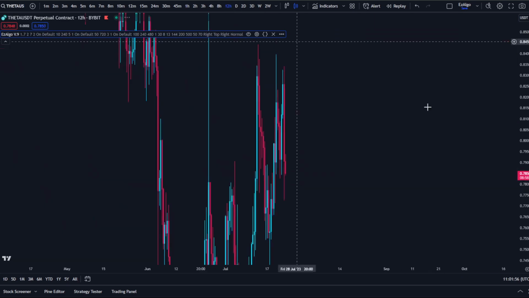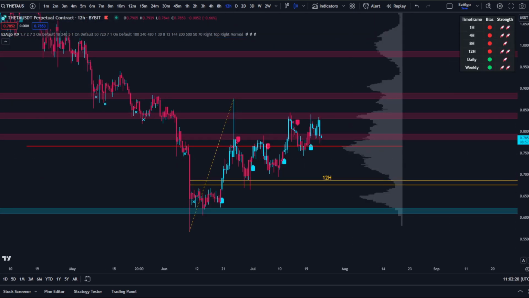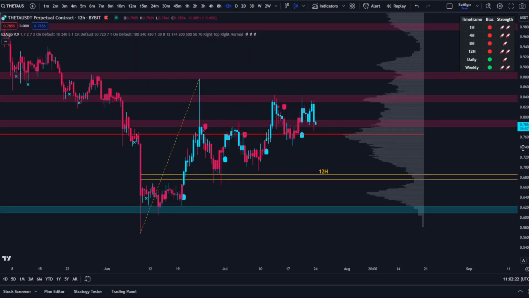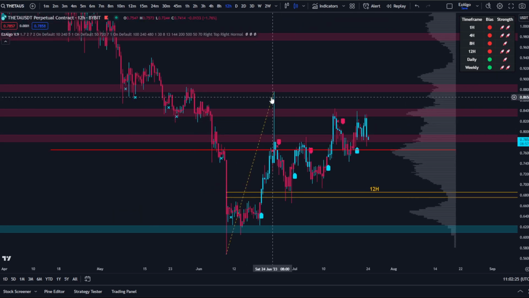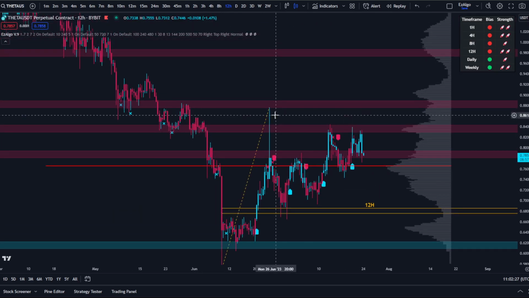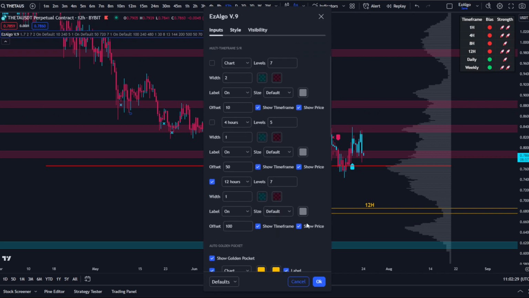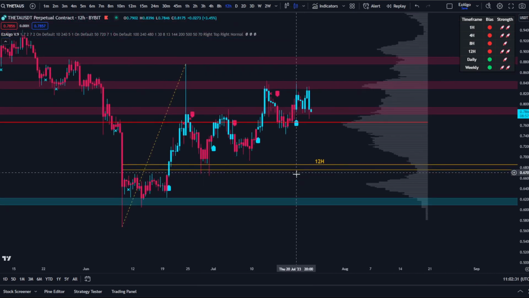If we go to the 12-hour time frame, you'll notice that the zones are actually pretty small on the 12-hour time frame, right? You can see these zones aren't that large because we're on a 12-hour time frame with the width on 1. Now, if I were to take out my rectangle tool, right?